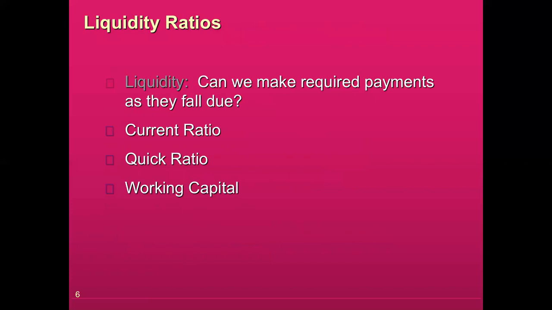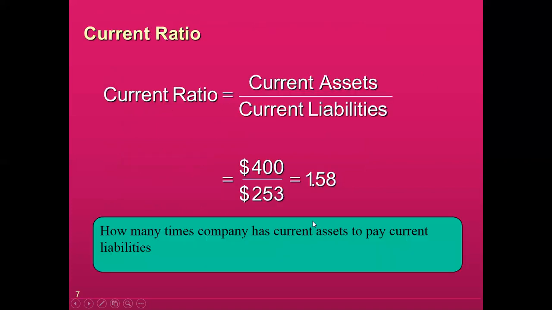So whenever we discuss liquidity, in liquidity we are actually assessing whether company can pay its obligations, its liabilities when it is due or not. So there are three ratios which are quite popular. The one is current ratio, the second one is quick ratio, and the third one is working capital.